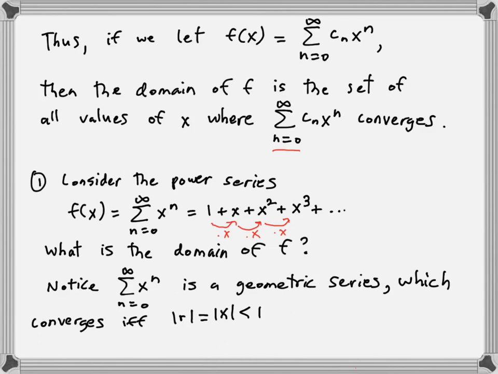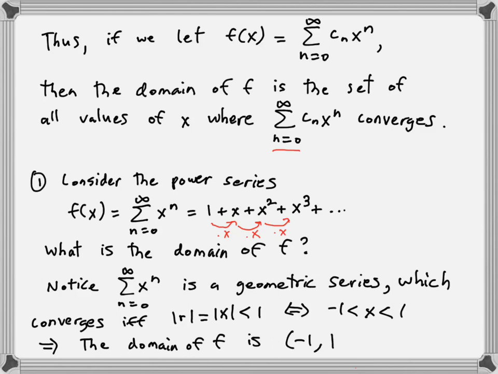Okay? But that's exactly the x's that sit between -1 and 1. So those are the ones that it converges for. And so the domain of f is that set right there. All real numbers between -1 and 1, not including -1 or 1, because that would be a ratio of exactly 1.